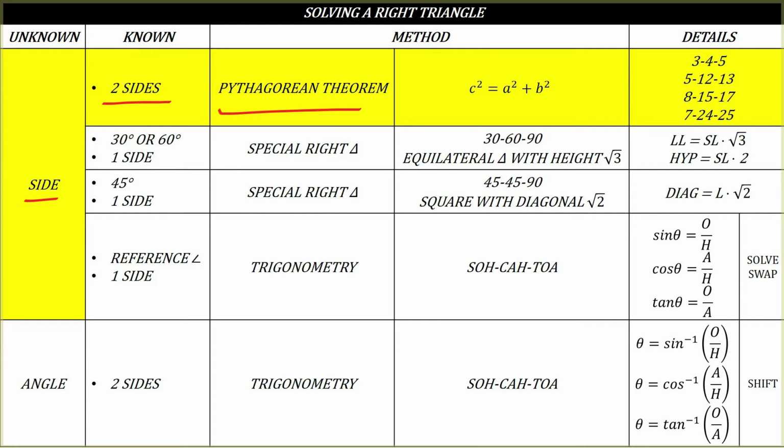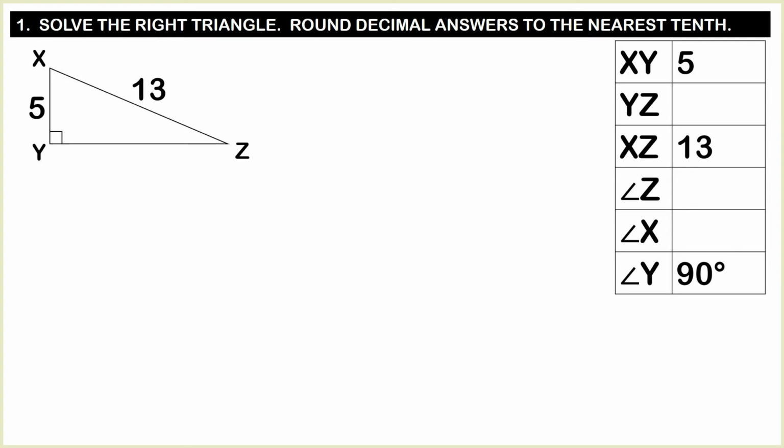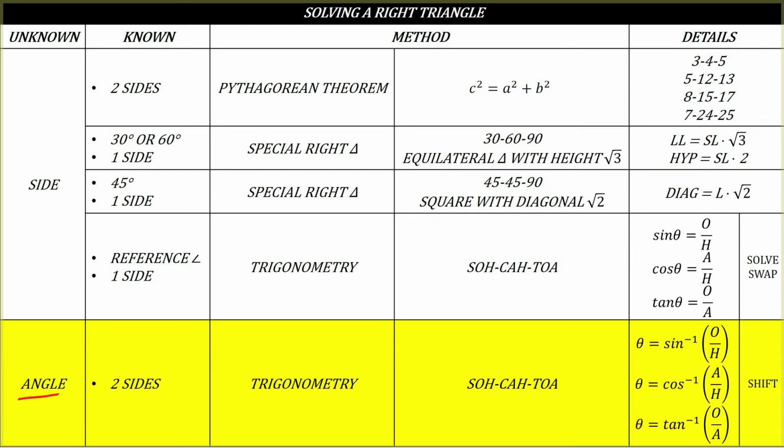But on this problem, we won't use c squared equals a squared plus b squared because we have a 5, 12, 13 Pythagorean triple. So I know that side YZ is 12. Now I'm going to find the measure of angle X. We know three sides, so we know at least two sides that we need.